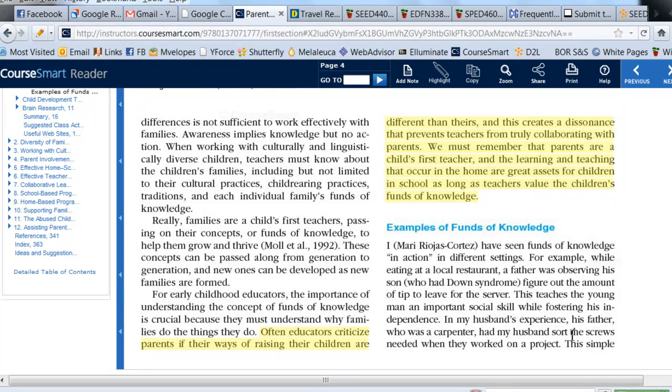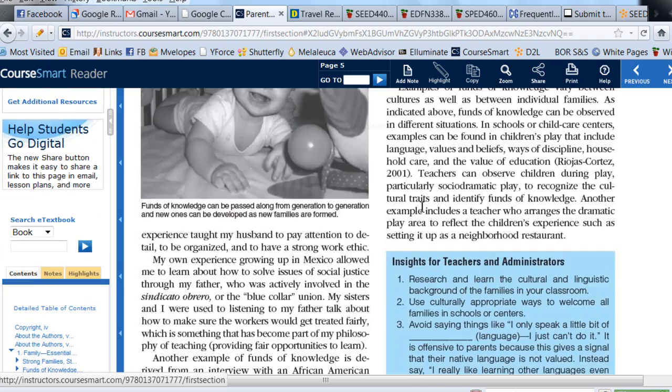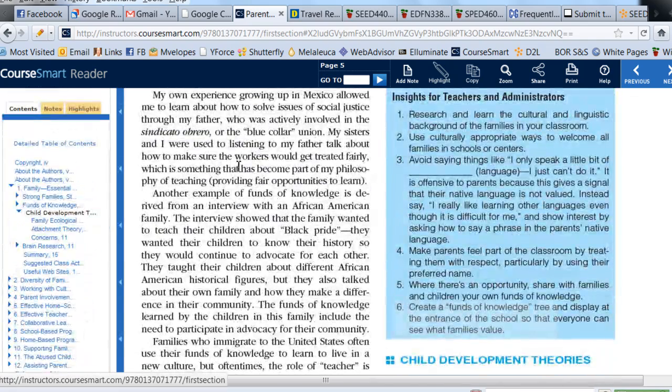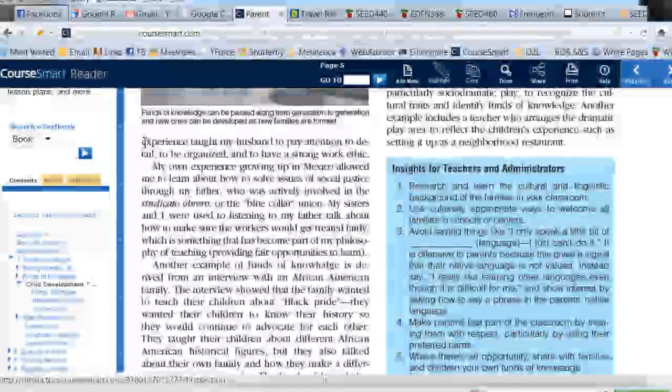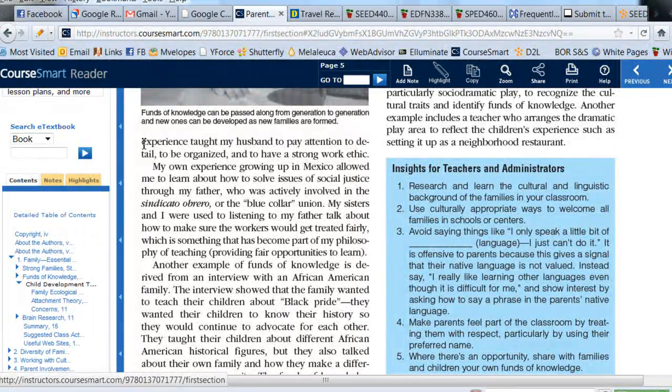In my husband's experience, his father, who was a carpenter, had my husband sort the screws needed. And that was very similar to my experience, growing up on the farm, you could do stuff early on. But here's where she goes into this activist thing. I think that she does not belong here in this textbook.